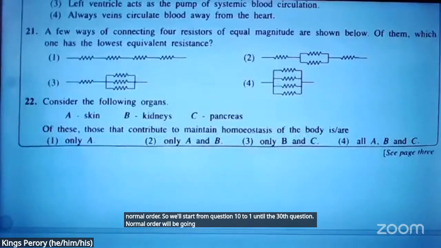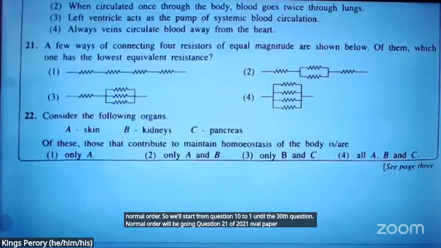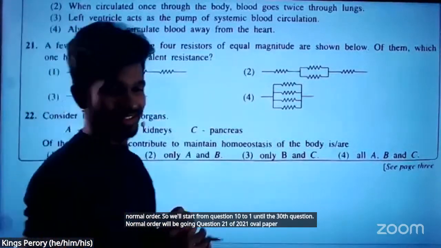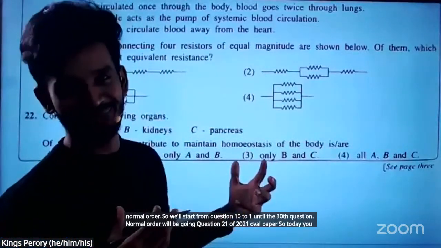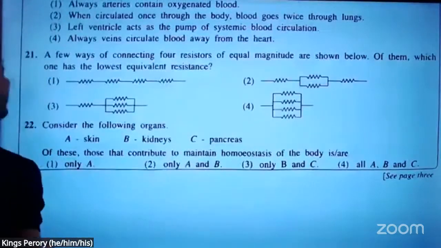Question 21 of 2021 O-level paper. So today you are happy. Why? I should not be happy. That also comes as a comment.